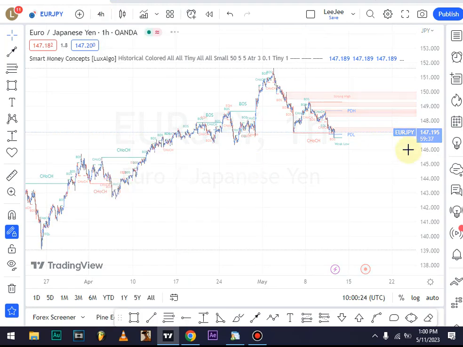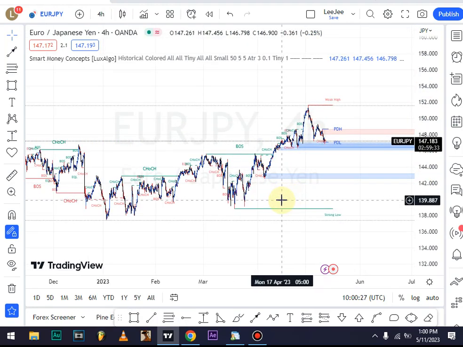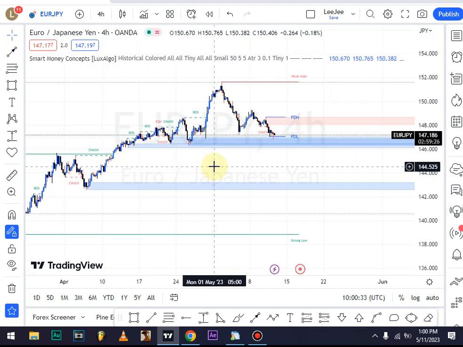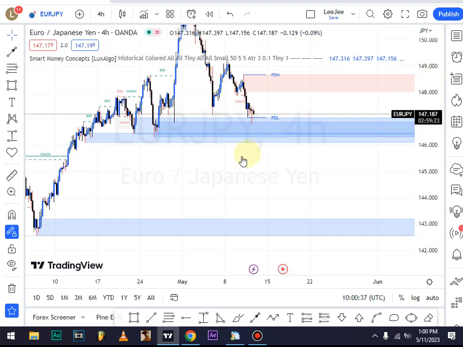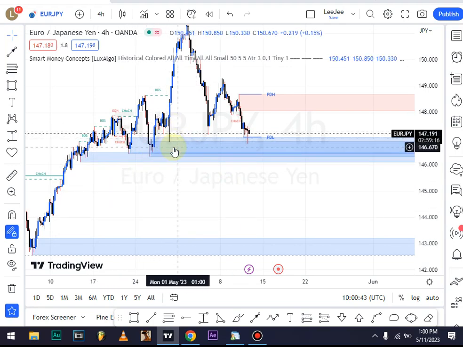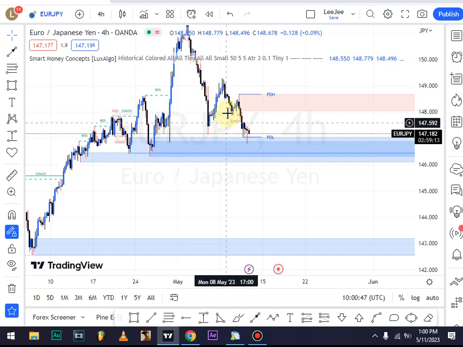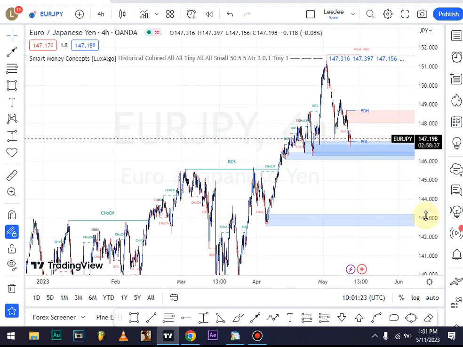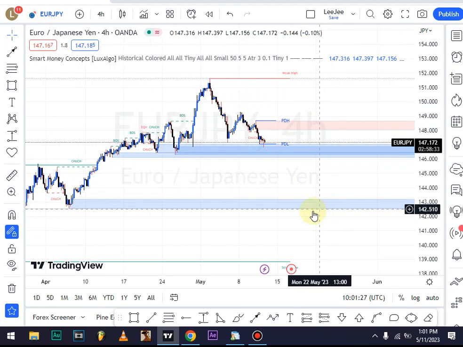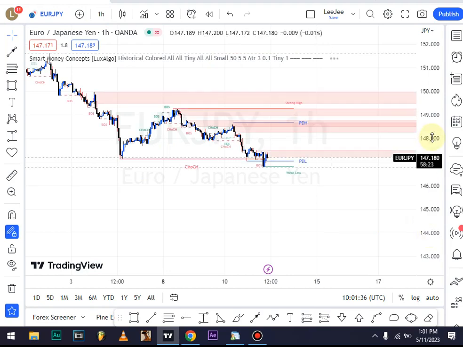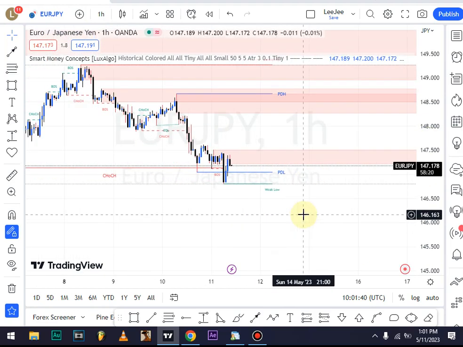Let me go from the 4 hours. That's nice. We had some order block zone over here. Then price has rejected this zone many times. 1, 2, 3, 4, 5, 6. We have this rejection candlestick. So yeah, we are in an uptrend, of course. And the price has really rejected this zone, so that zone looks so nice for buys, gang.